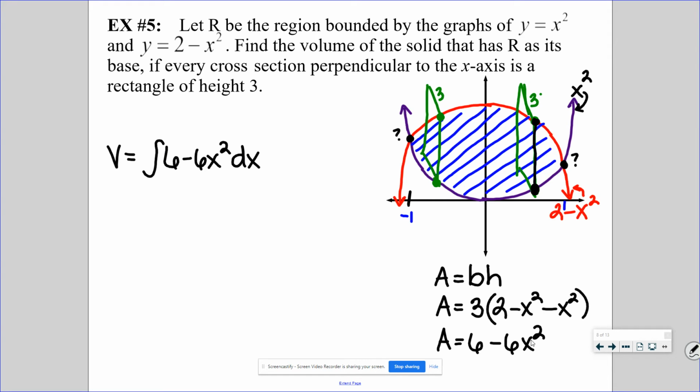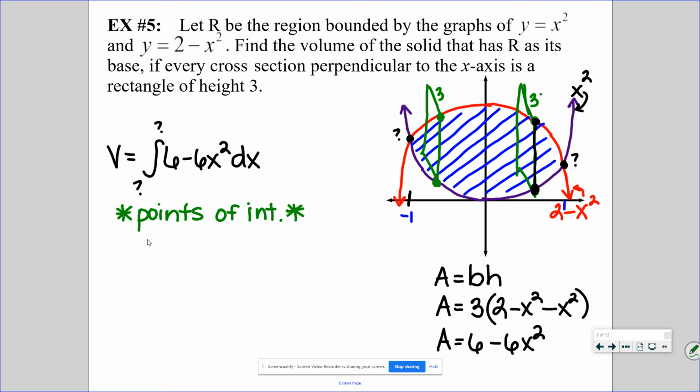The next thing we need is we need to know our interval values. Those are not given. If interval values are not given to you, you will find them in this particular problem by computing where these two curves intersect. So we're looking for a point or points of intersection.